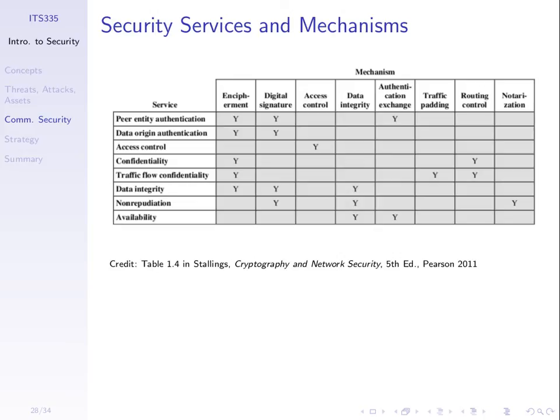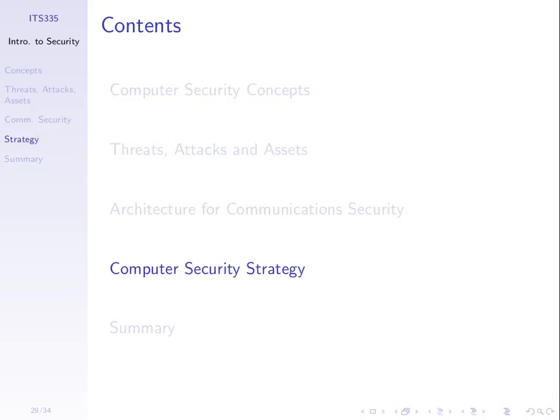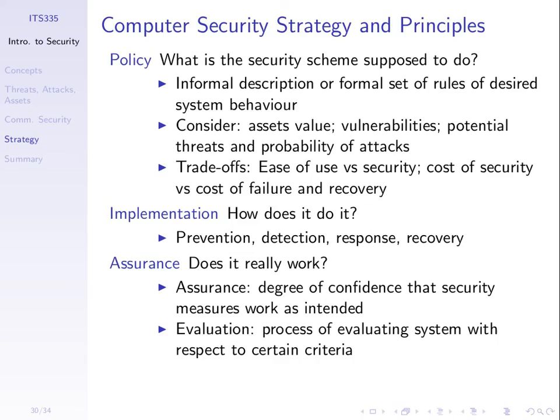Access control, the main example we'll see is firewalls in computer networks. And there are a number of other mechanisms, some of them we'll see over the next topic and through the later topics. So different mechanisms are used to implement the services, with the aim of preventing and detecting attacks. That almost finishes this topic, I think. Strategy, just one slide here.